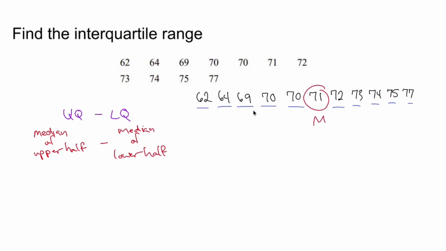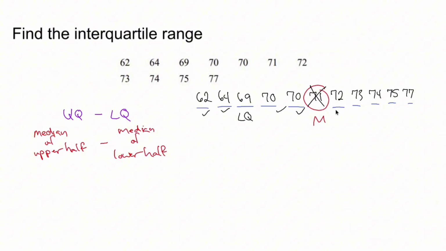Now, the way you find the median of the lower half is you exclude this median right here. You're dead to me. And you find the median of the lower half. So the median of the lower half is small, big, small, big. The median of the lower half is 69. So you're my lower quartile.